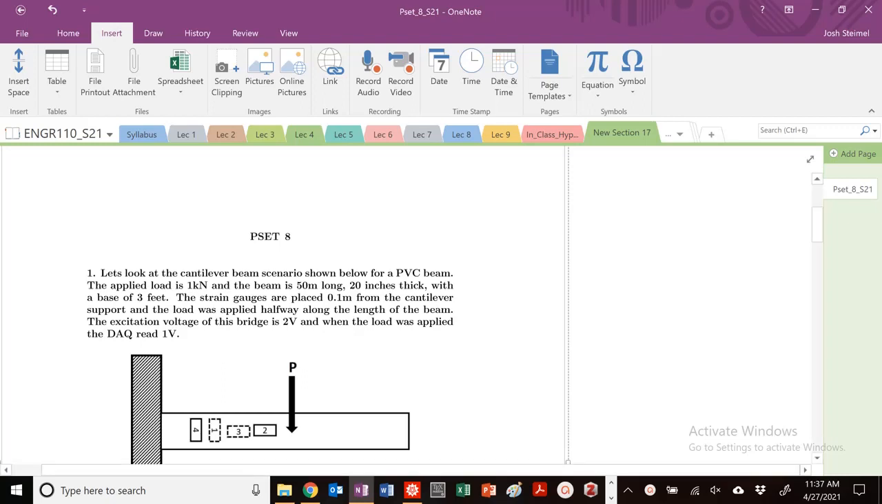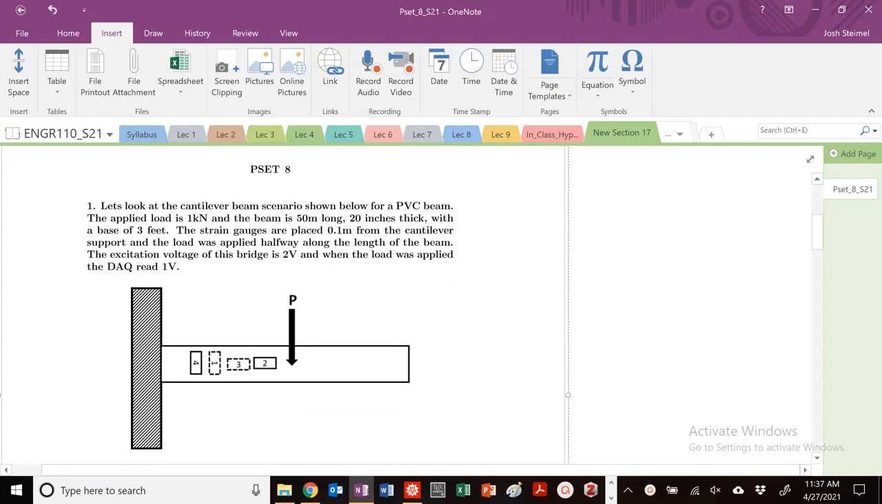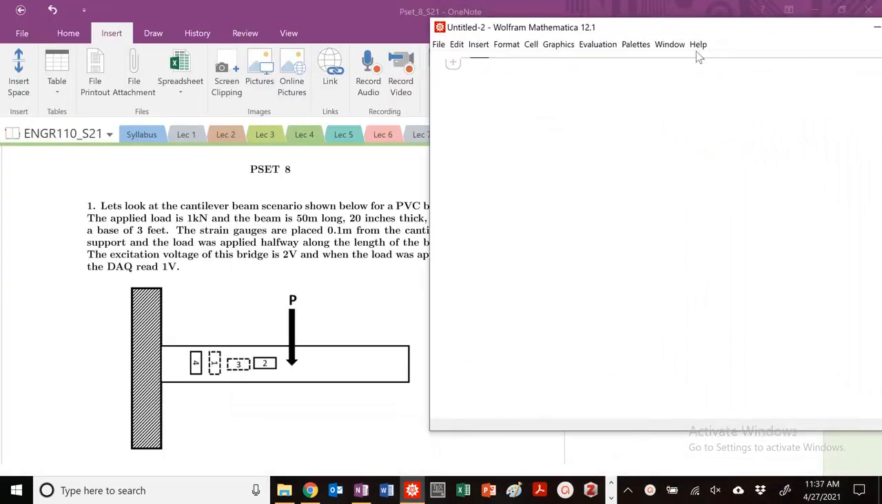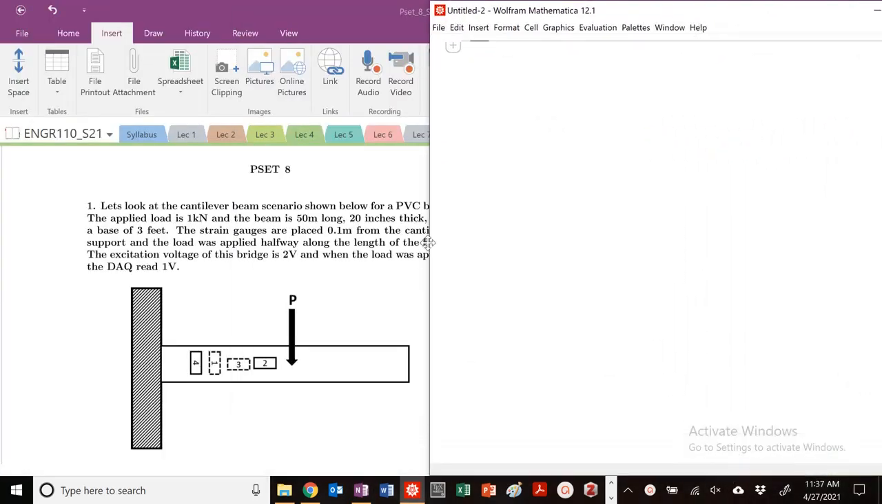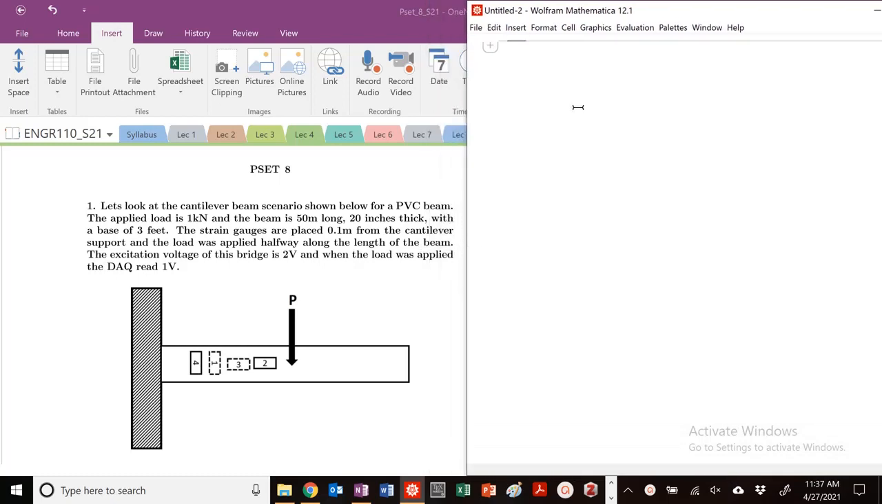We are going to go through our problem set solutions. Let's look at this scenario of a cantilever beam. I'm going to put this on the side screen right here so that we can see and solve at the same time.